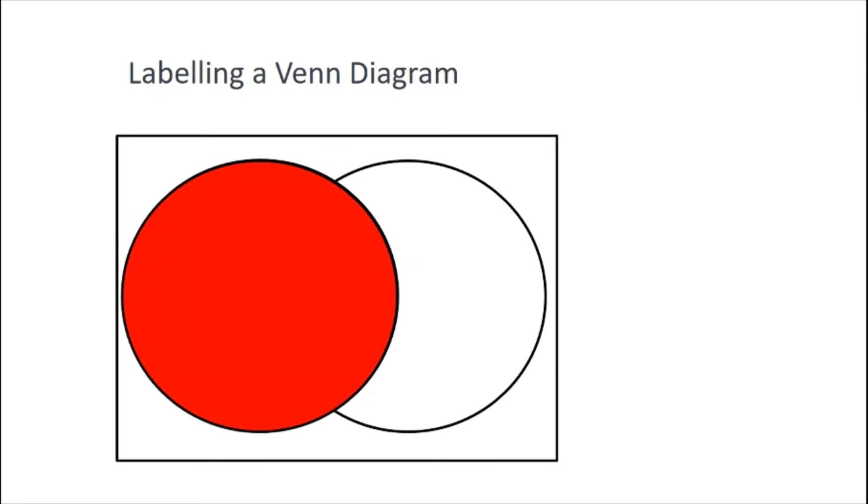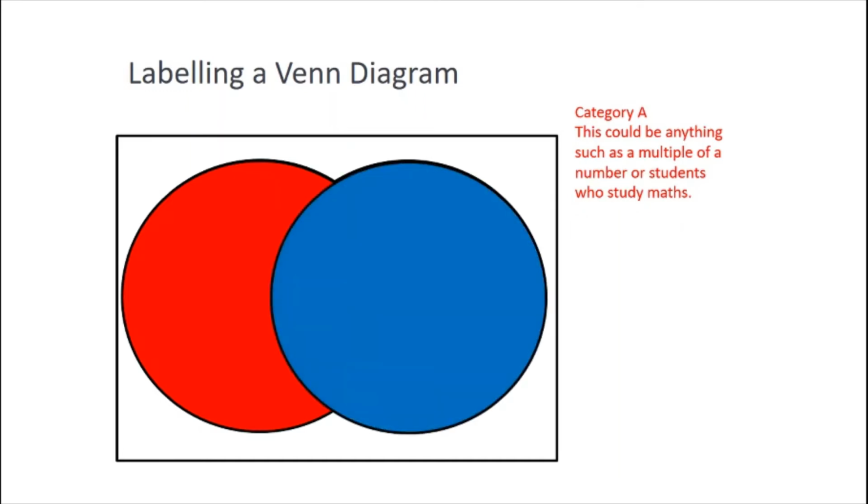So, this left circle here might represent a particular group. That group will have a name and a rule applied to it. For example, it could be even numbers, things that are red, people with blonde hair, a multiple of a number, or people who study maths. Category A. We will also have category B. And this could be anything, but it has to be different to the first category.